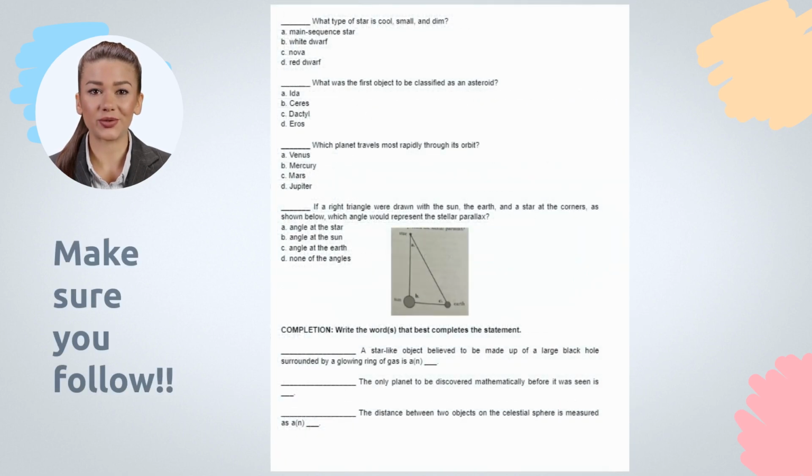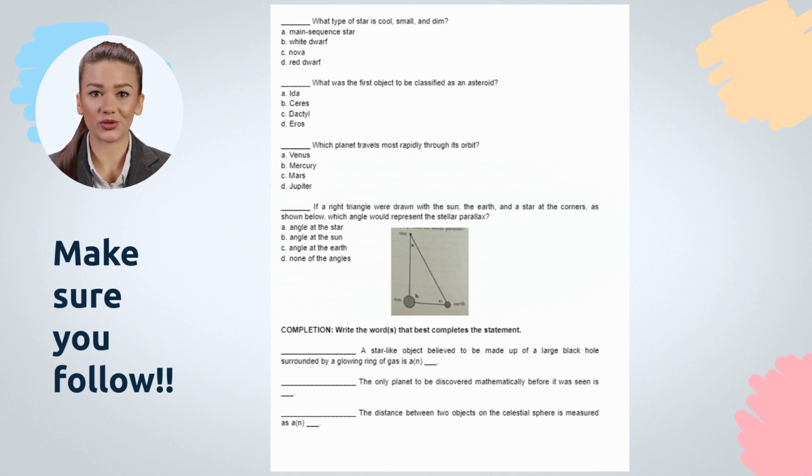What type of star is cool, small, and dim? A. Main sequence star. B. White dwarf. C. Nova. D. Red dwarf. What was the first object to be classified as an asteroid? A. Ida. B. Ceres. C. Dactyl. D. Eros.